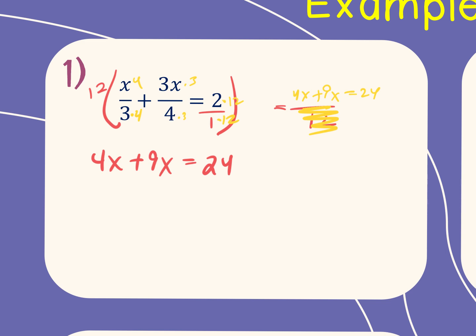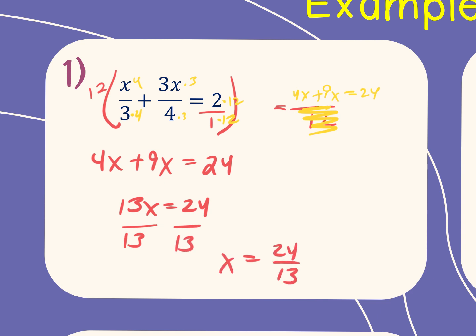But what is 4x plus 9x? 13x, okay, so I get 13x equals 24, and then what? How do I get x by itself? Divide it by 13, so you get x equals 24 over 13. Is that the easiest thing in the world to plug back in and check? No. It does work. I worked all these out and made sure that they all work.